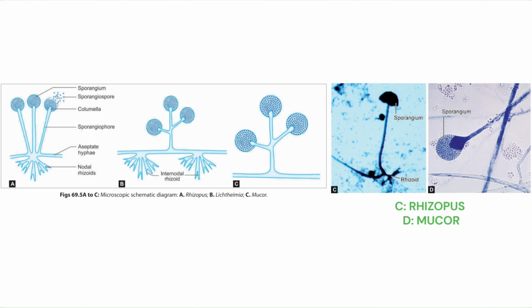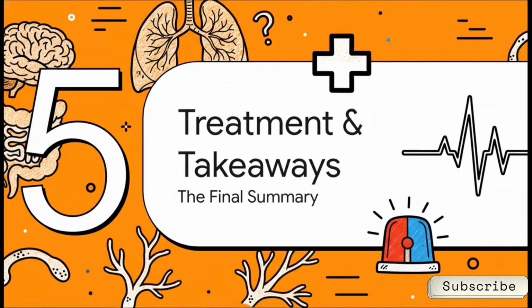And this slide shows you exactly what we mean by nodal for Rhizopus. On the left, you've got the simple diagram. On the right, you have the real deal, a slide stained with LCPB. Do you see how the stalk that holds the spores comes up from the exact same spot as those little root-like rhizoids? That's the nodal position. That is classic Rhizopus. All right, let's wrap this up.